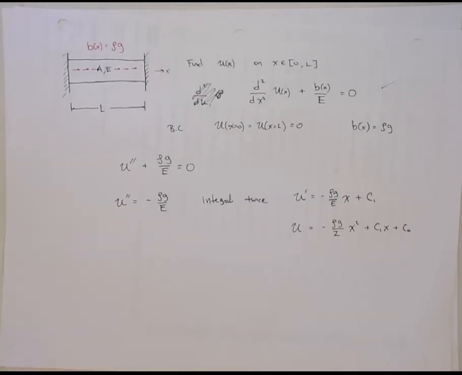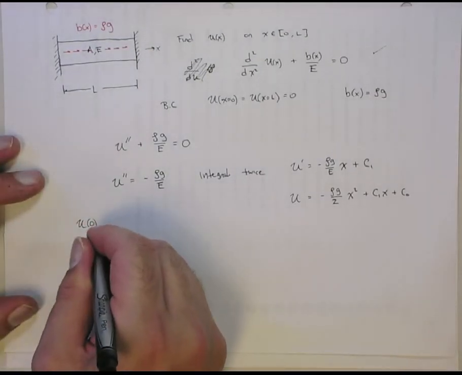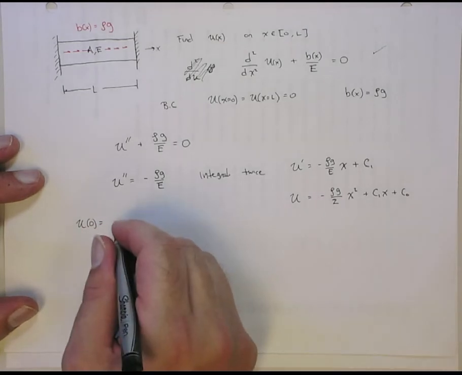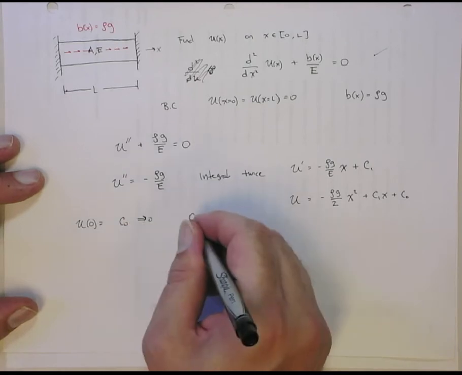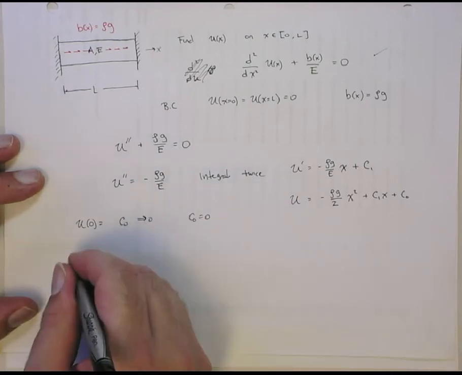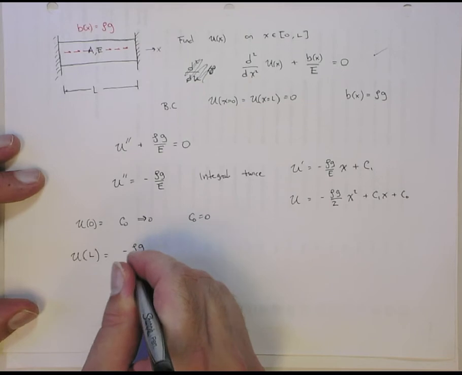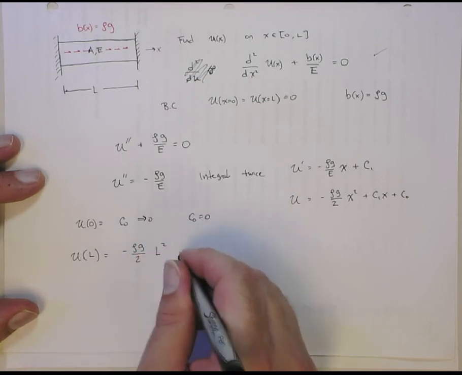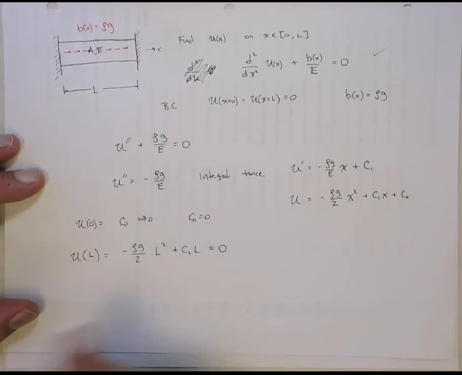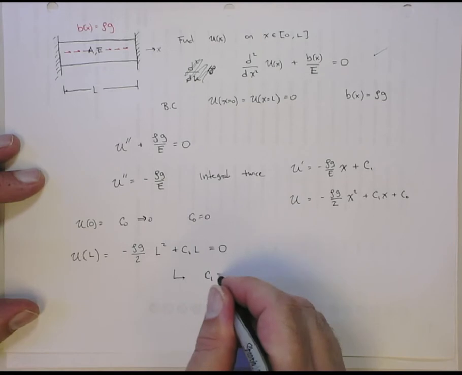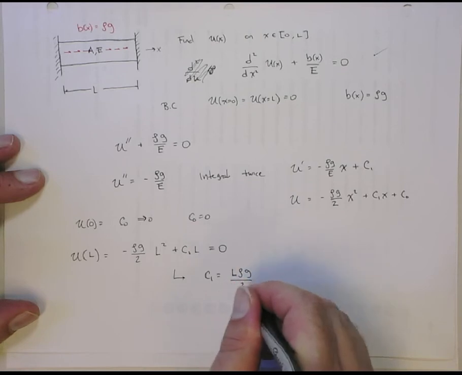All right, and now we need to just invoke the boundary conditions. So u at 0, putting that in here, I just get C0, and that has to go to 0. So that tells me C0 equals 0. And then using that, at x equal to L, it gives me minus rho g on 2E L squared plus C1 L has to equal 0. From that, I can see that C1 has to equal L rho g on 2E.